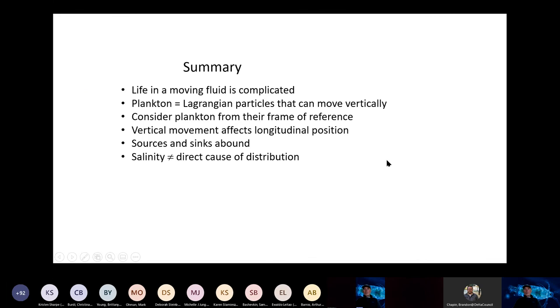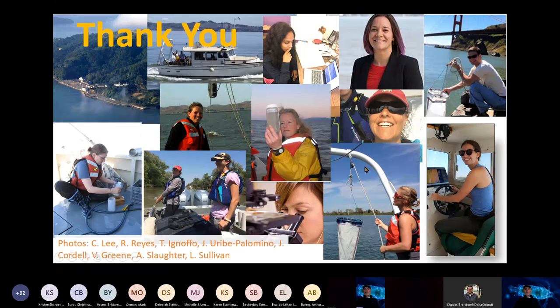So here's my summary, and I'm not going to go through it, but I'm going to show my final picture. I want to thank my very many funders: the Delta Science Program for the symposium, Sam and Karen, the lab members current and past, Michelle Jungbluth, Ann Slaughter, and Tony Ignoffo in particular. Thank you.